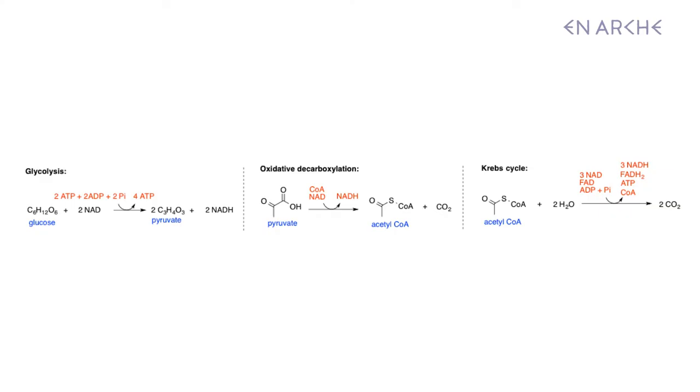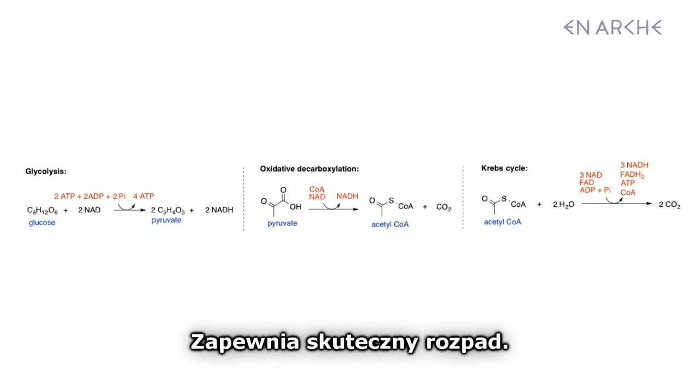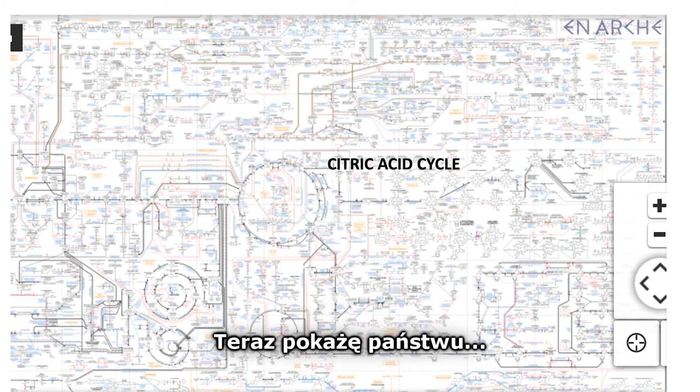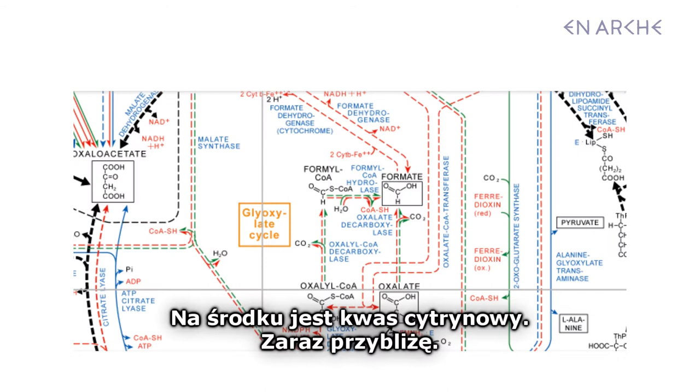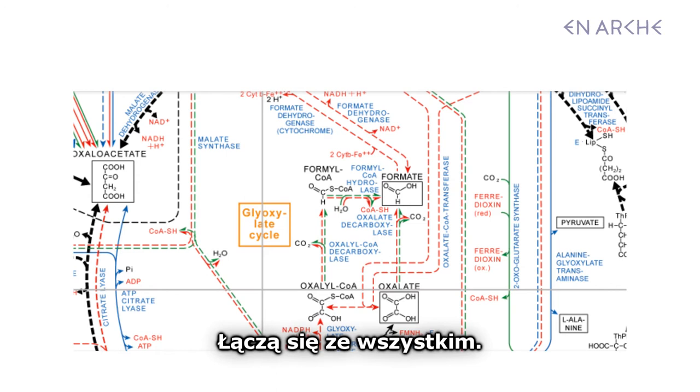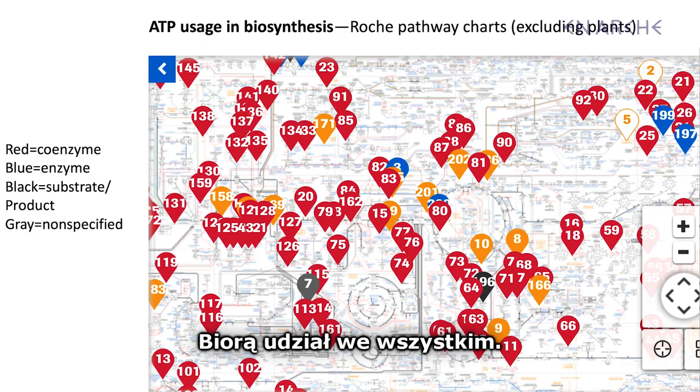So, glycolysis, oxidative decarboxylation in the Krebs cycle, broken down, summarized very well. In red, you see all of the cofactors that are involved. And now I'm going to show you, this is the pathway that's not so simple. Citric acid in the center, and I'm going to zoom in, and then zoom in some more, just to show you the red is where the cofactors are involved. They're interconnecting everything. They're involved in everything.